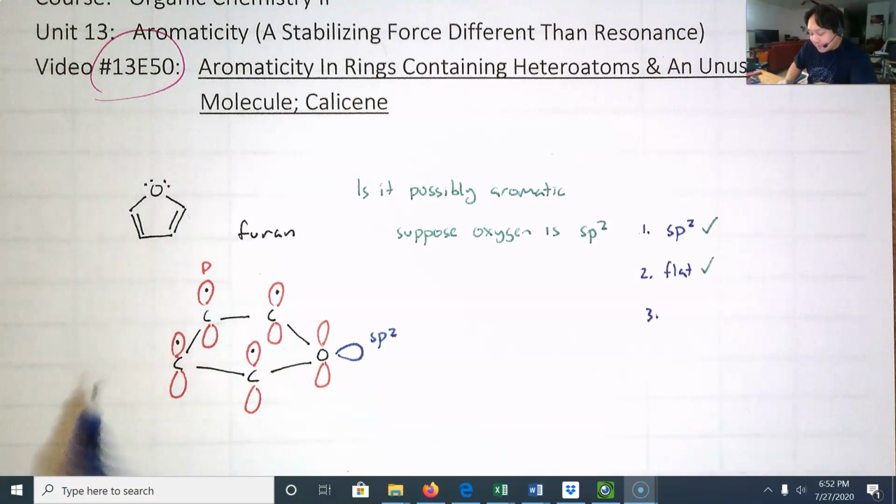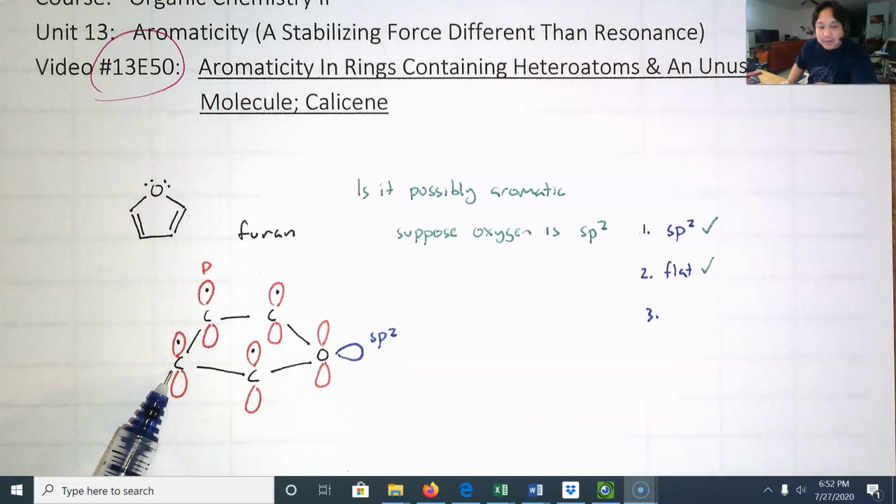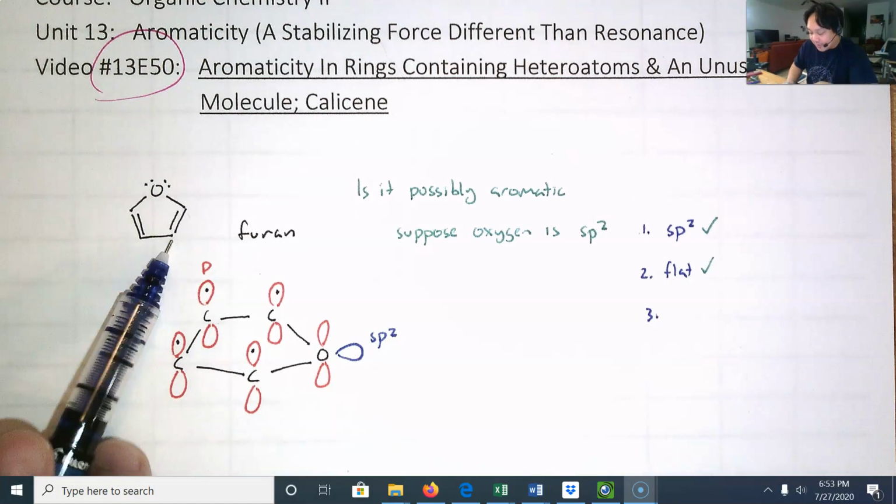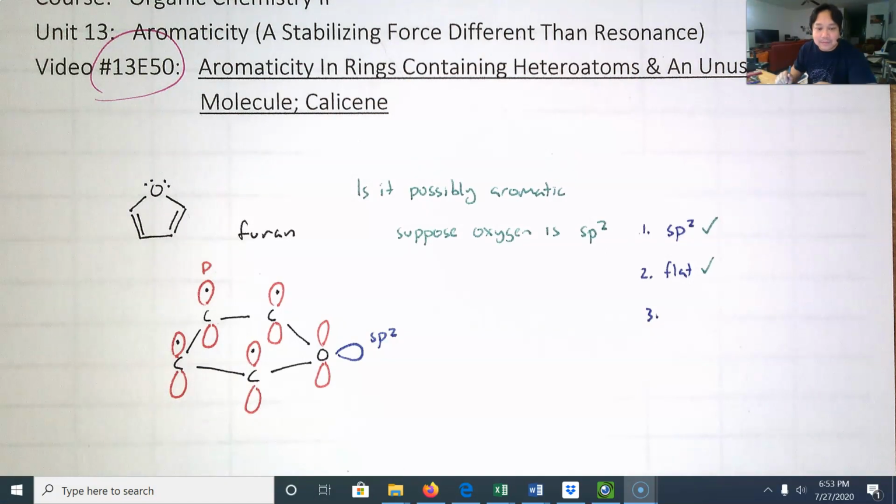So I'm not drawing the hydrogens. Because, for instance, this carbon would have 3 sp2 orbitals. One to the carbon, one to this carbon, and then one to the hydrogen. Right, trigonal planar. You would imagine that there's a hydrogen here, and the geometry is trigonal planar. Okay.